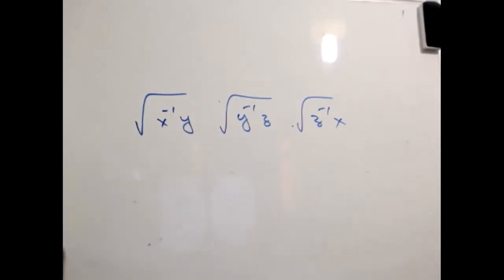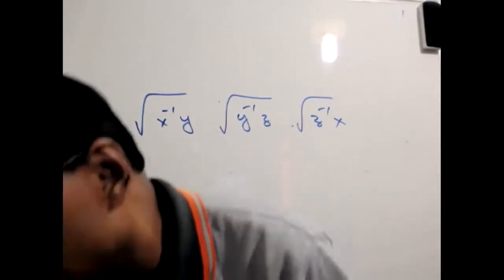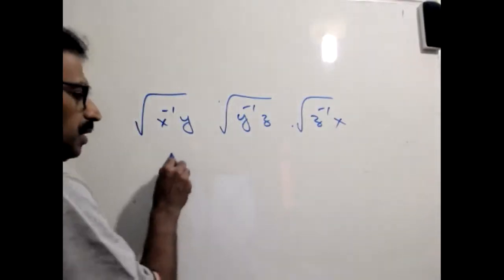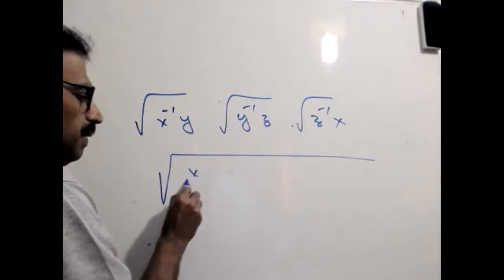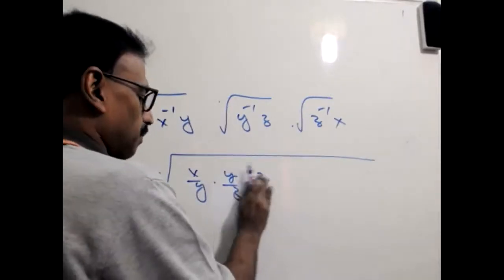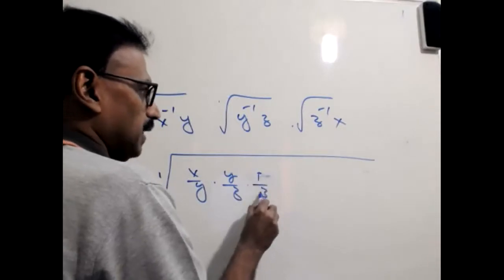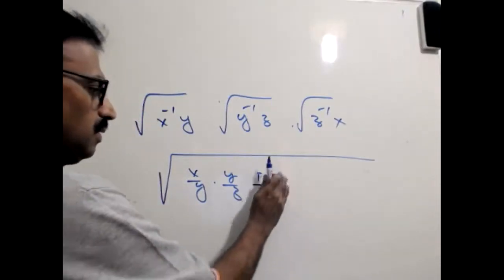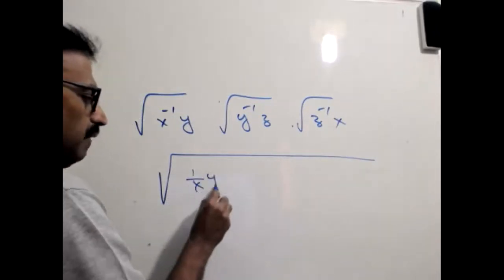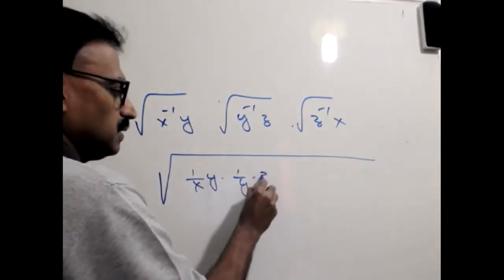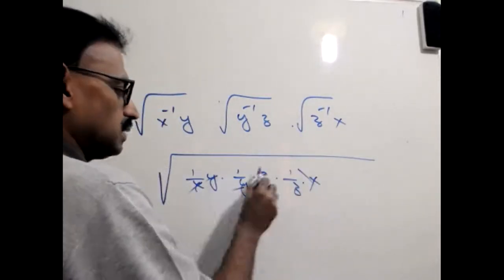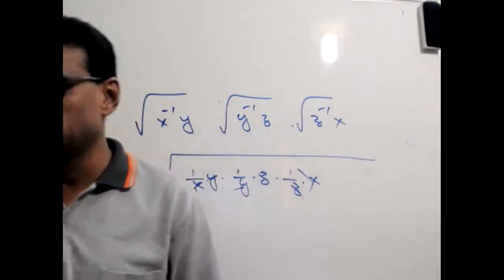Okay, what do you got? The answer is 1, right? Why? In a big root, x by y, by z: 1 by x into y, 1 by y into z, 1 by z into x. The x cancels, y cancels, z cancels, equal to 1. I hope you finished, all right.